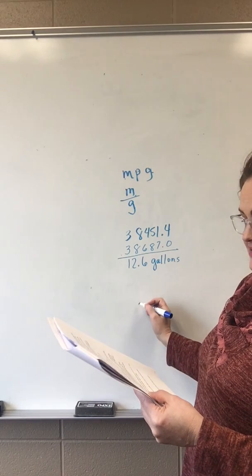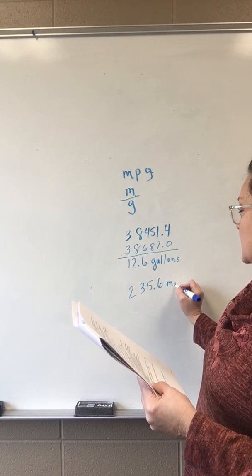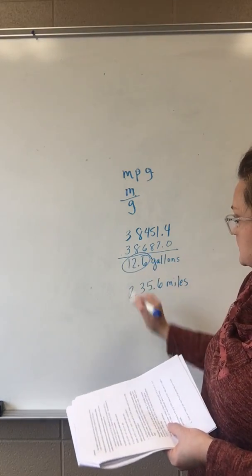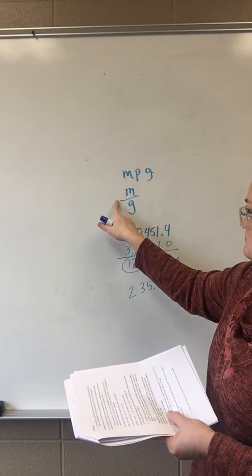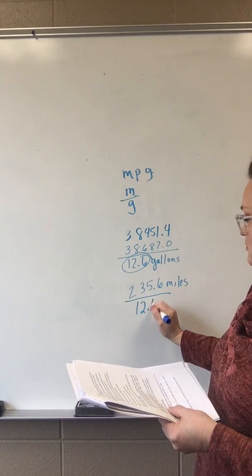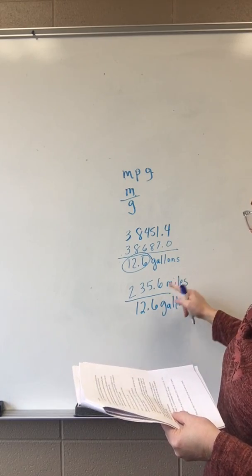In this case, it was 235.6 miles on that tank of gas, and I bought 12.6 gallons. So again, it's miles divided by gallons. So there's my miles I drove divided by my gallons, 12.6 gallons. So again, that makes it miles per gallon.